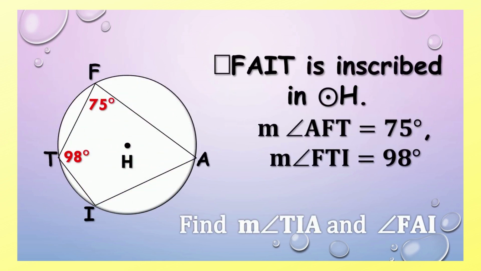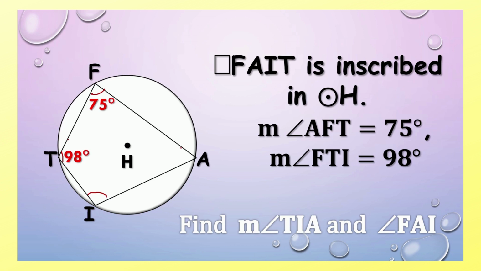Okay, so we have here quadrilateral FAIT inscribed in circle H. The measure of angle AFT is 75 degrees. This one, AFT. And the measure of angle FTI, FTI naman ay ito, which is 98 degrees. Find the measure of angle TIA. Ito yung TIA.